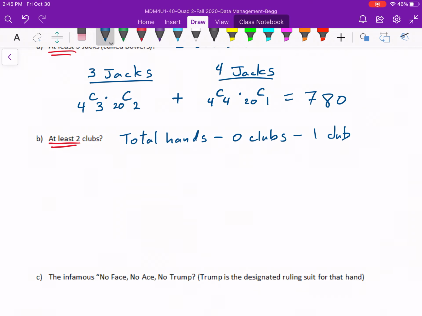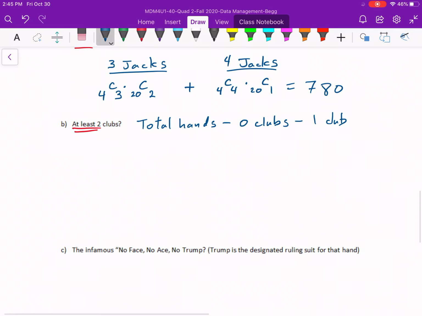All right, so we need to calculate these 3 things. So total hands, I'll set it up like a table again. That's going to be 24 cards, and I just need to choose 5 of them, no restrictions.